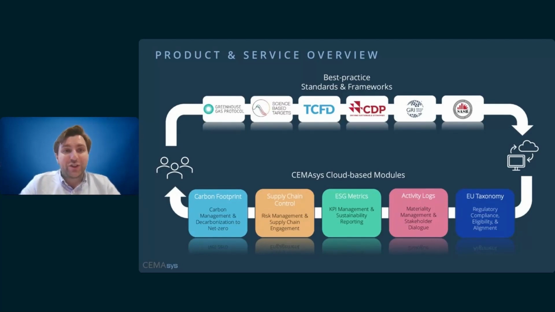And now I'm going to hand things over to John as he's going to take you through the methodology of carbon accounting.